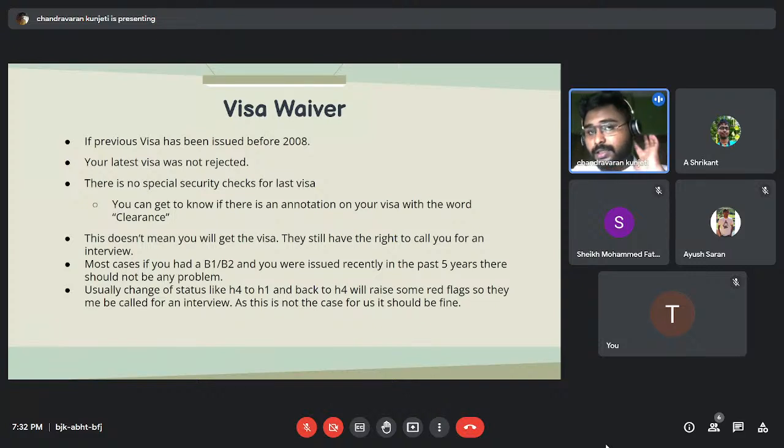But there are certain cases where people moving from an H4 or an H1 have been rejected for the waiver and have been called again for the interview. So this is one thing you could think about as you go through your visa process.